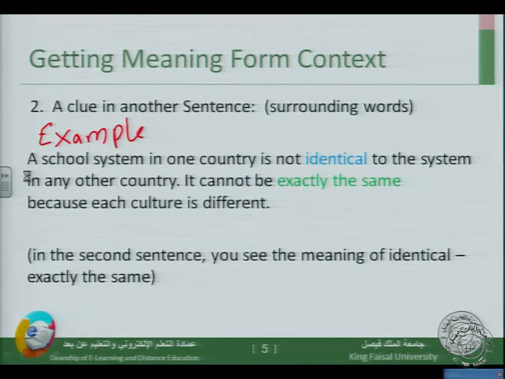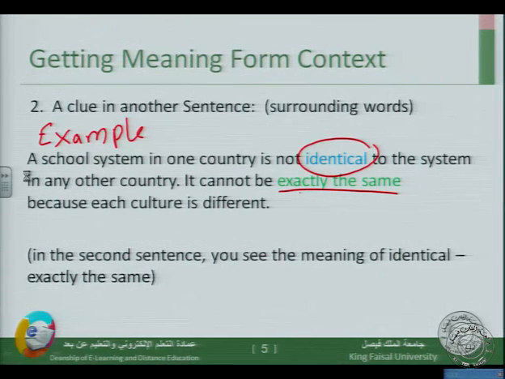Okay? Look at this example. Let me read it. A school system in one country is not identical to the system in any other country. It cannot be exactly the same because each culture is different. Now, in the second sentence, you see the meaning of the word identical. So the meaning of identical is exactly the same.